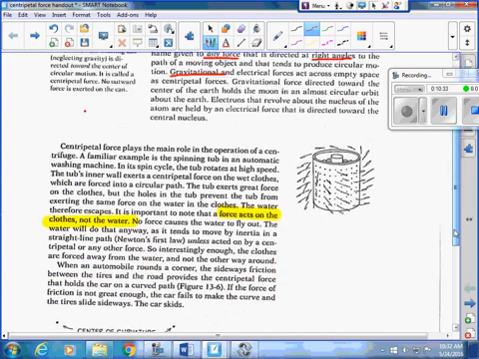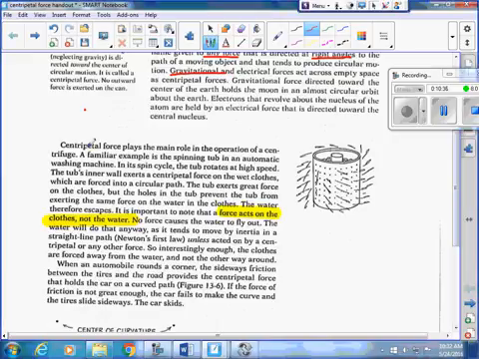Centripetal force plays the main role in the operation of a centrifuge. A similar example is a spinning tub in an automatic washing machine. In its spin cycle, the tub rotates at high speed. The tub's inner wall exerts a centripetal force on the wet clothes. It keeps the clothes going in a circle, forced in a circular path. The tub exerts great force on the clothes, but the holes in the tub prevent the tub from exerting the same force on the water. The water therefore escapes.